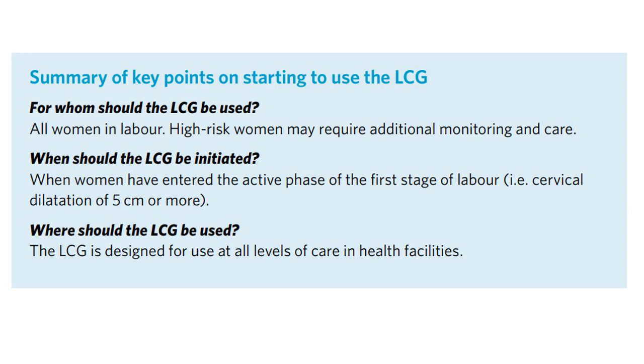To summarize the key points on starting the Labor Care Guide, all women in labor should be cared for according to the recommendations of the guide. If a woman is high risk, then additional monitoring will be required. And this is a very important point to remember. The guide is to be initiated when the woman has entered the active phase of the first stage of labor, which is 5 centimeters or more dilatation. It can be used for all levels of care in health facilities.